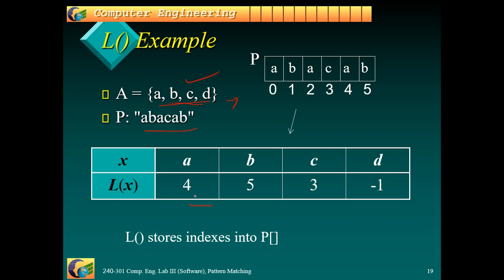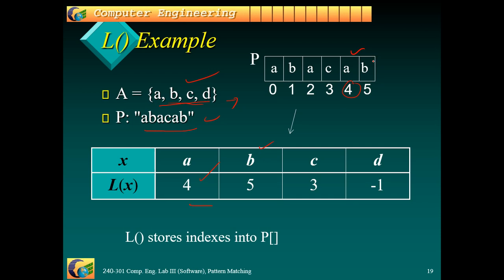For all of A, B, C, D, what could be the last occurrence function that is determined through this particular pattern, right? For A, when the last A occurs in this particular pattern, you can see here, that is position 4. So this is how you are going to calculate the last occurrence value of the alphabet set. Next alphabet in the alphabet set is B.